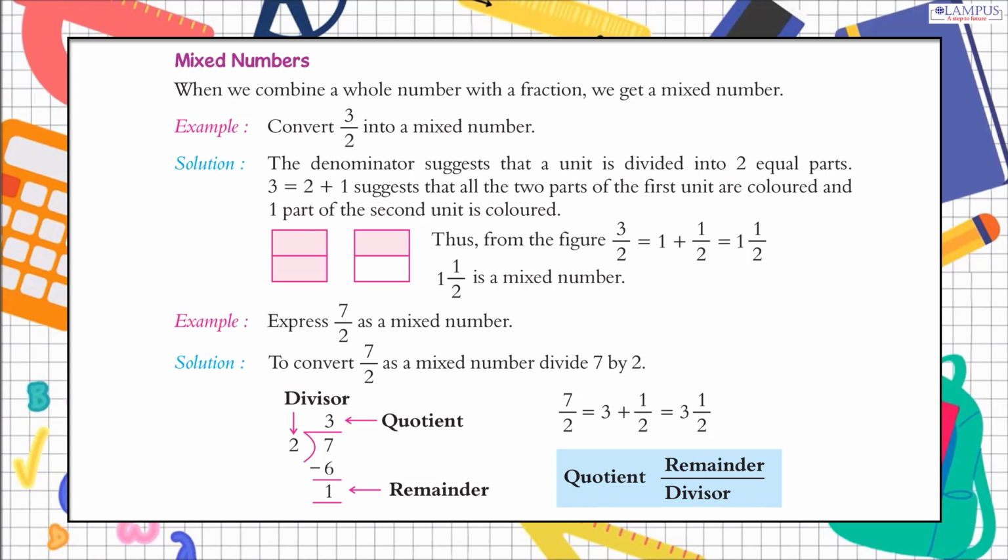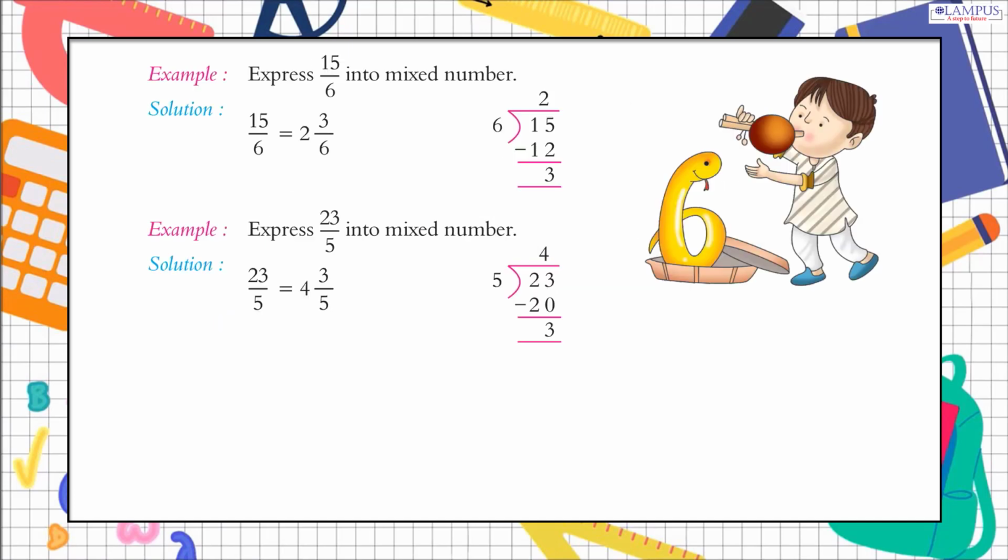Example: express 7 by 2 as a mixed number. Solution: to convert 7 by 2 into a mixed number, divide 7 by 2. Dividend 7. Divisor 2. Quotient 3. Remainder 1. 7 by 2 equals 3 plus 1 by 2 equals 3 and 1 by 2. Quotient and remainder by divisor.